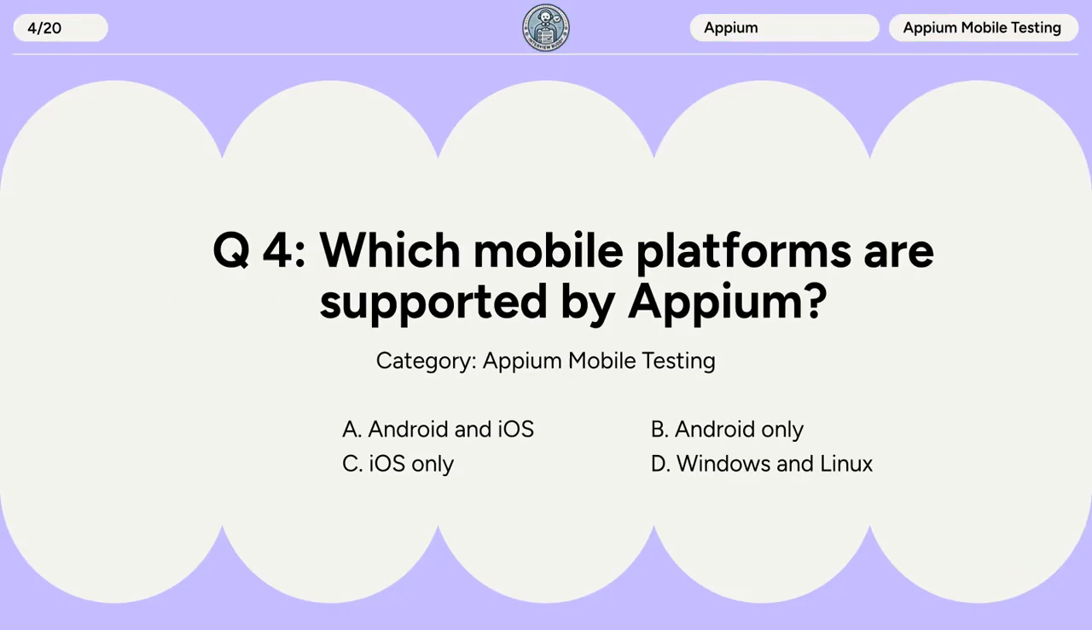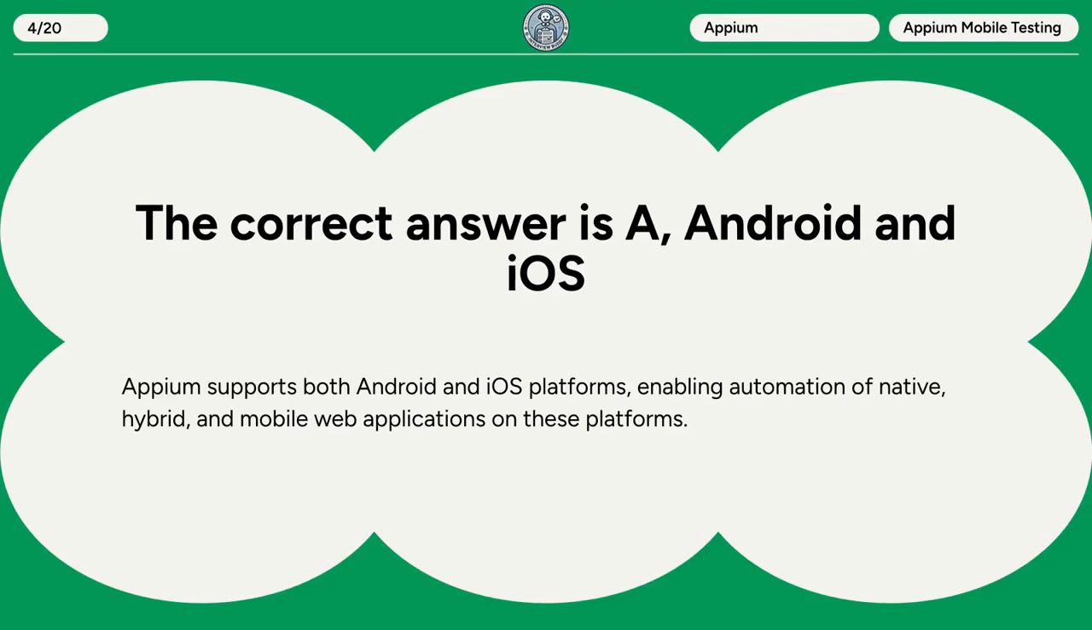Question 4. Which mobile platforms are supported by Appium? A. Android and iOS. B. Android only. C. iOS only. D. Windows and Linux. The correct answer is A. Android and iOS. Appium supports both Android and iOS platforms, enabling automation of native, hybrid, and mobile web applications on these platforms.